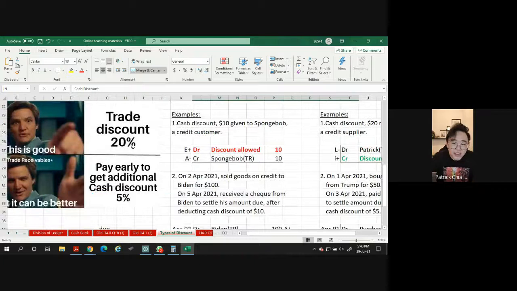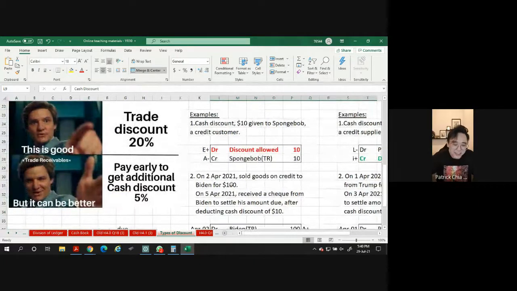So check out this meme. Check out this thing. Trade discount is good, right? Of course, you buy a lot, you get a discount. Wow, but if you pay early, you get an additional discount, on top of whatever you're supposed to pay. You understand? Any questions here? You don't get it.